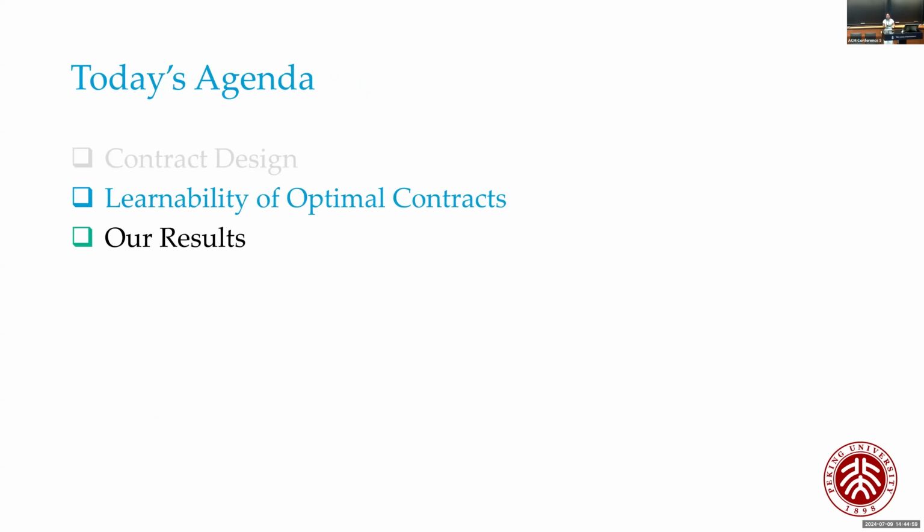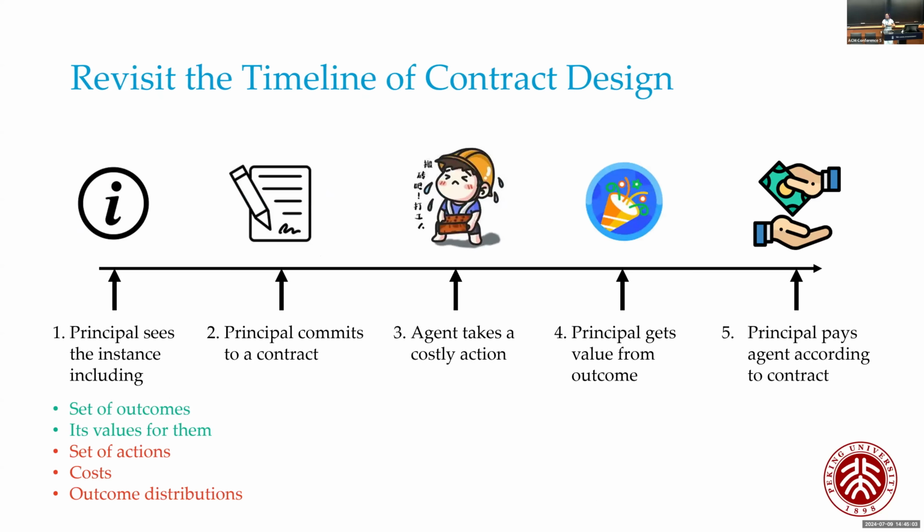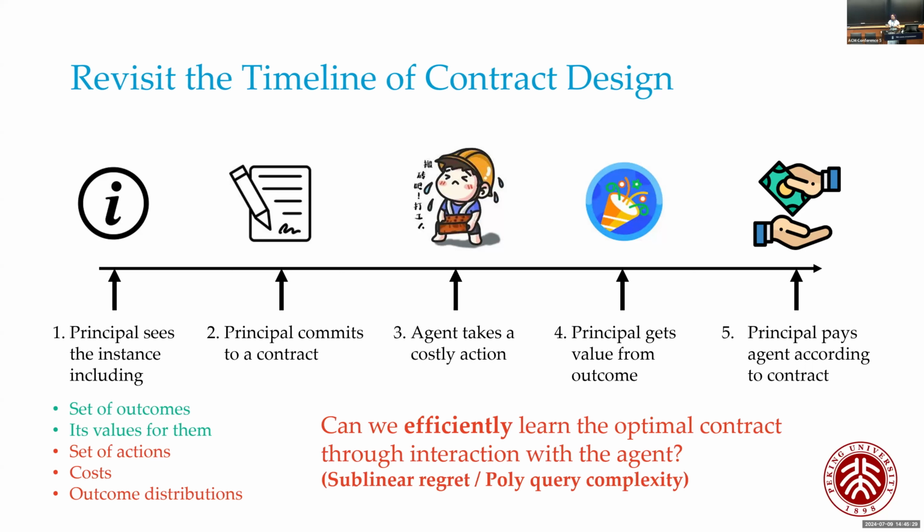So now here comes our learnability issue of finding optimal contracts. Recall that at the very beginning, the principal will see the information of the instance, which not only includes the set of outcomes and the values, but also the agent's information, that is the set of actions, the cost of actions, and finally the outcome distributions. And this information can actually be the agent's private information, and we have no idea how to obtain it at the very beginning.